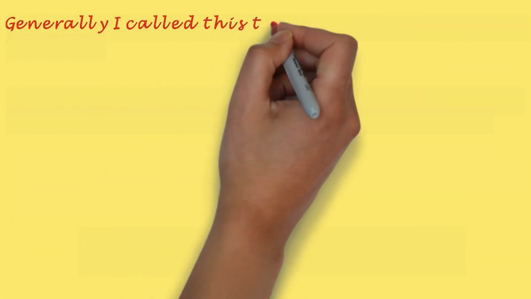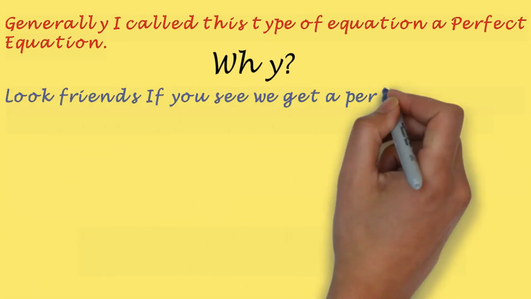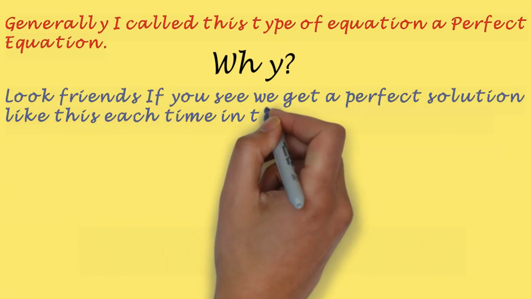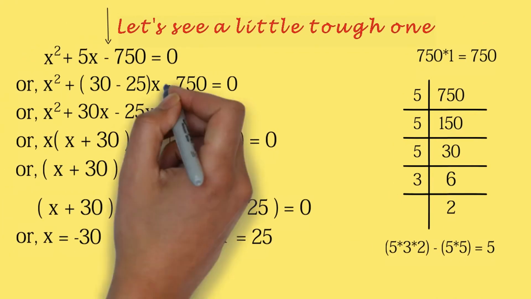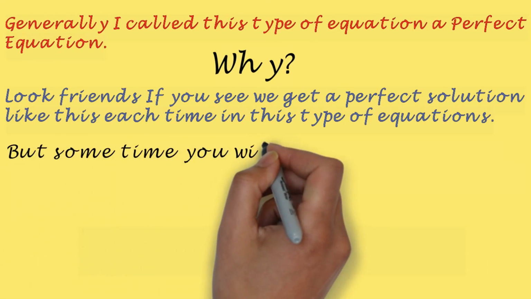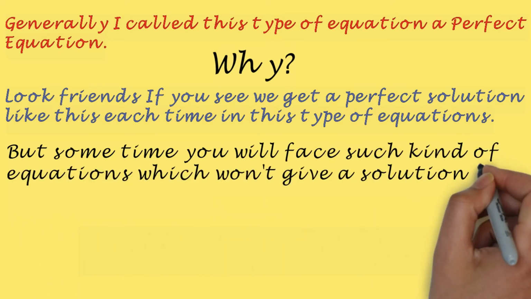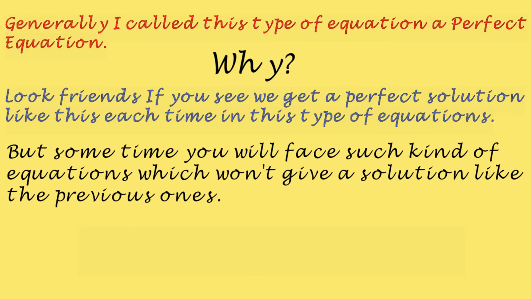Generally, I call this type of equation a perfect equation. Now your question will be, why? Look friends, if you see we get a perfect solution like this each time, in this type of equations. But sometimes, you will face such kind of equations, which won't give you a solution like the previous ones. This type of equation is called imperfect equations.